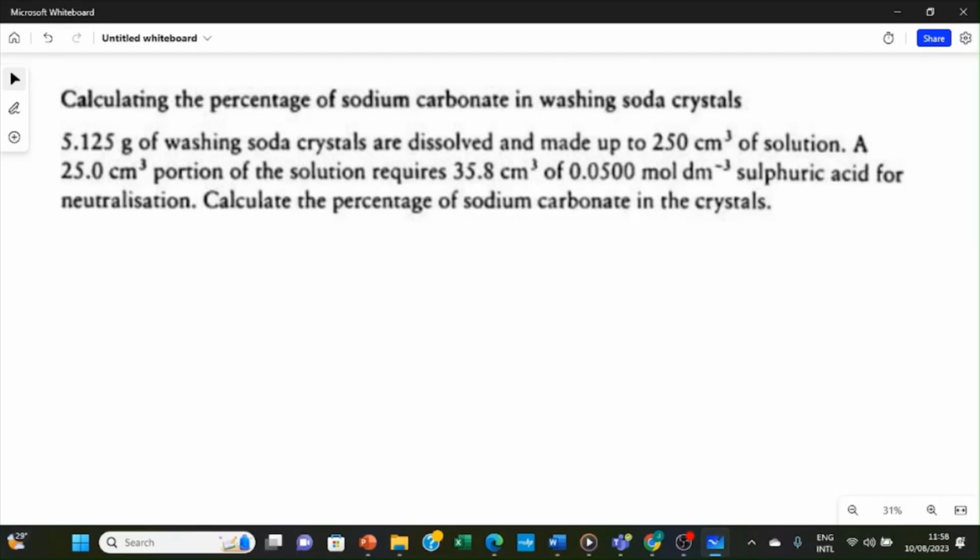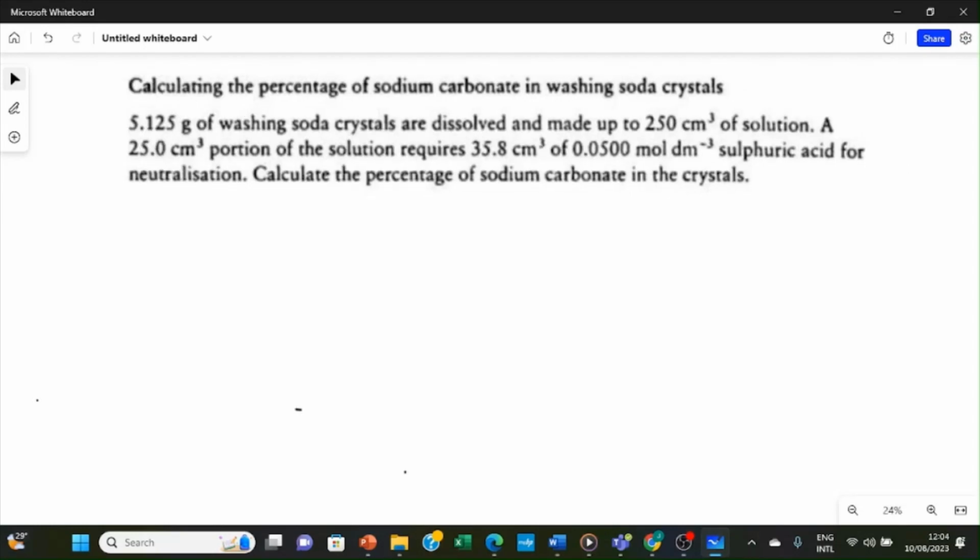Okay, this is example 2. Calculate the percentage of sodium carbonate in washing soda crystals. 5.125 gram of washing soda crystals are dissolved and made up to 250 cm cube of solution. A 25.0 cm cube portion of the solution requires 35.8 cm cube of 0.0500 mole per dm cube sulfuric acid for neutralization. You have to calculate the percentage of sodium carbonate in the crystal.